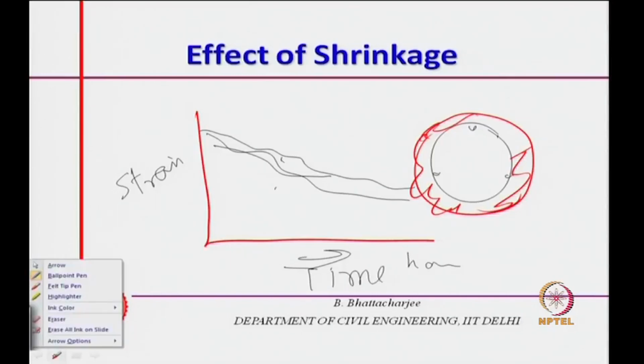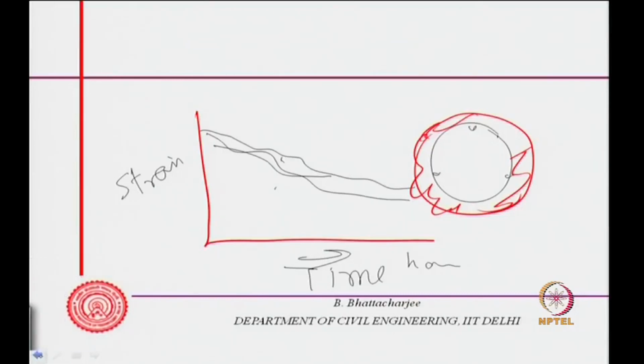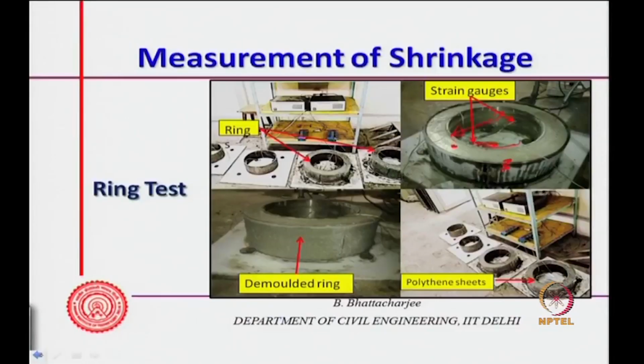Now, what is the effect of shrinkage? That is how we do the test. Chemical shrinkage is measured by change in volume through a graduated capillary, and autogenous shrinkage as well as drying shrinkage up to cracking can be measured by the ring test. That is what I just mentioned. You can go on recording this. So, this is the ring test from which you can measure.